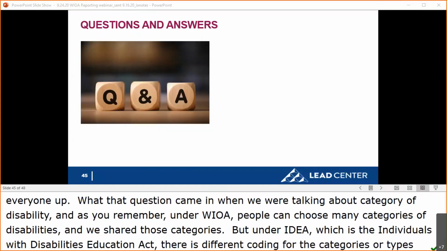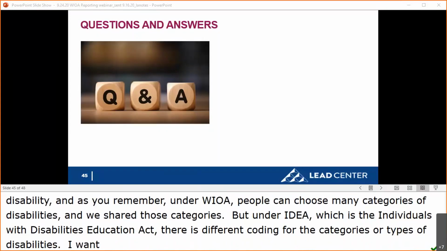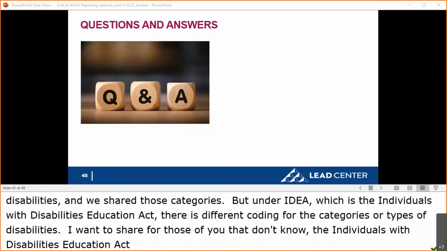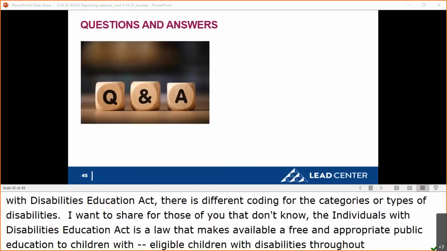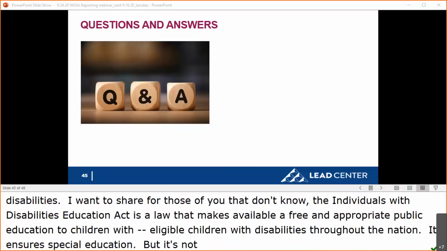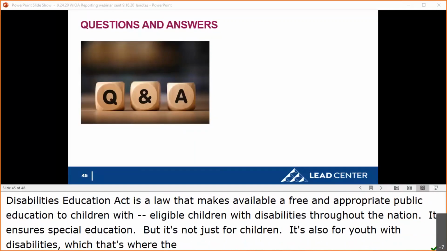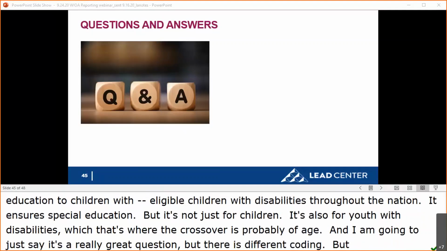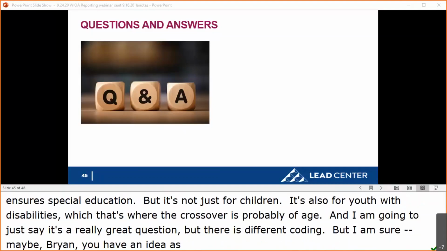of disabilities. I want to share for those that don't know, the Individuals with Disabilities Education Act is a law that makes available a free and appropriate public education to eligible children with disabilities throughout the nation. It ensures special education, but it's not just for children, it's also for youth with disabilities, which that's where the crossover is probably of age. And I'm going to just say it's a really great question, but there is different coding. But I am sure, maybe Brian, you have an idea as to how you can cross-reference that coding, or maybe Wisconsin has done something like that.